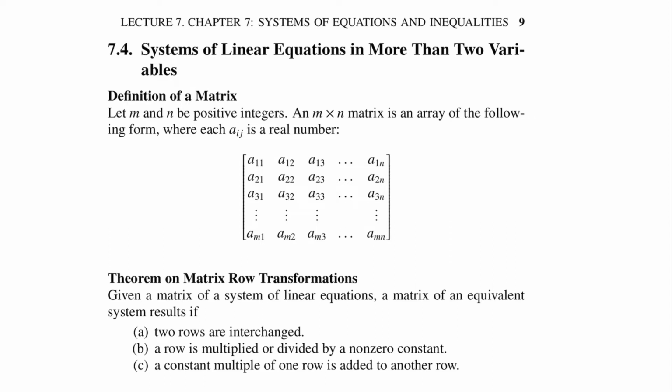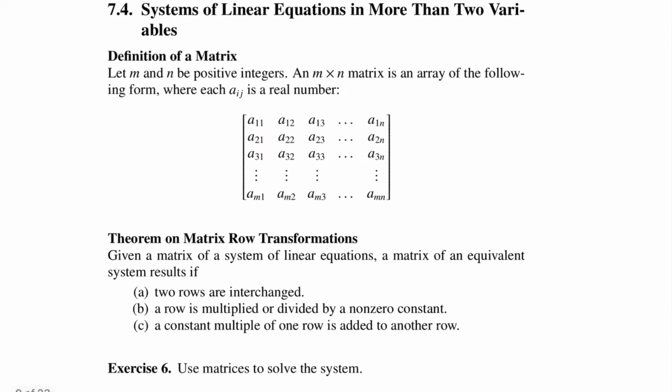Hi, this is section 7.4, Systems of Linear Equations in More Than Two Variables. They start us off with the definition of a matrix. This is an M by N matrix. You can see there are M rows and N columns. The first letter denotes a row, the second letter denotes a column.